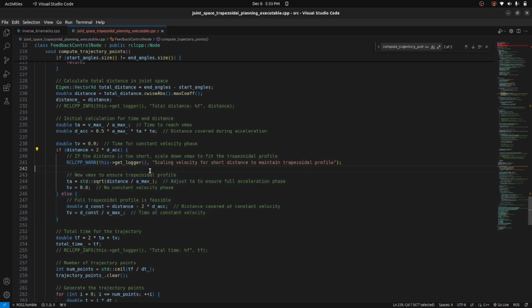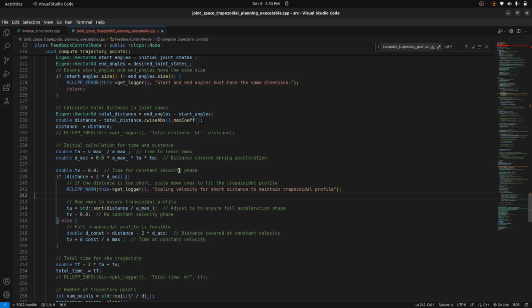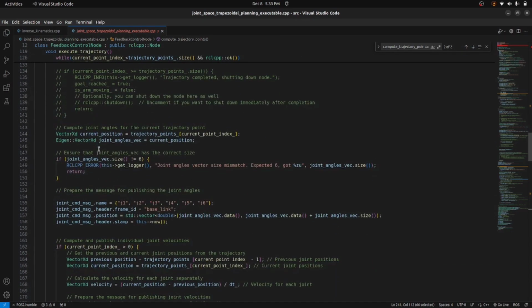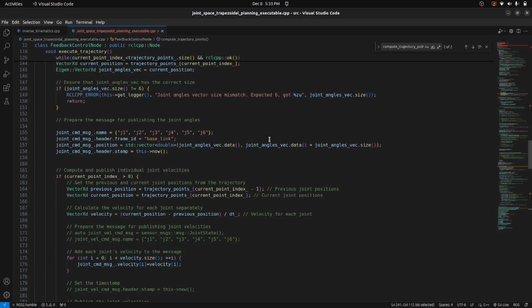If it is not possible, then we will follow a triangular profile. You can see this part, that we have calculated the acceleration, then the distance of acceleration. If this distance is smaller than twice the distance of acceleration, that means we have to scale it, and that is basically not a trapezoidal profile, that is a triangular profile. After computing these points, I will execute and publish those points. And I have calculated velocity just to show you whether it is following a trapezoidal velocity profile or not.